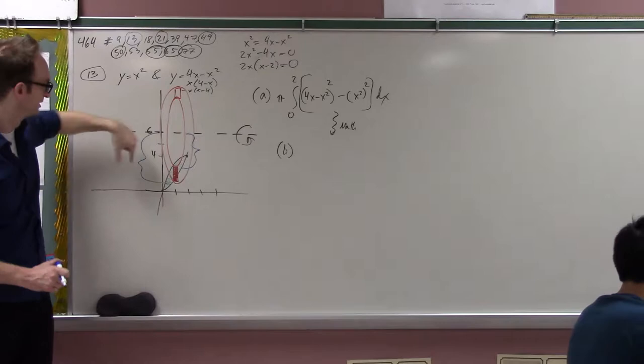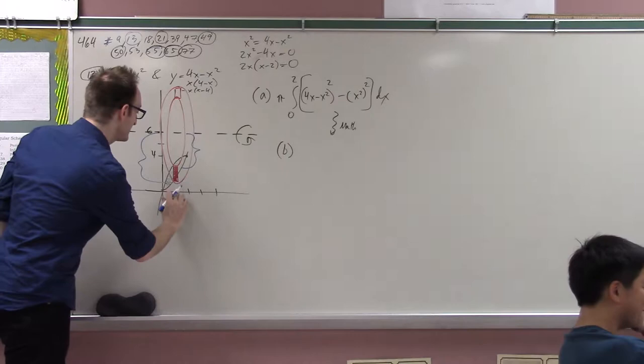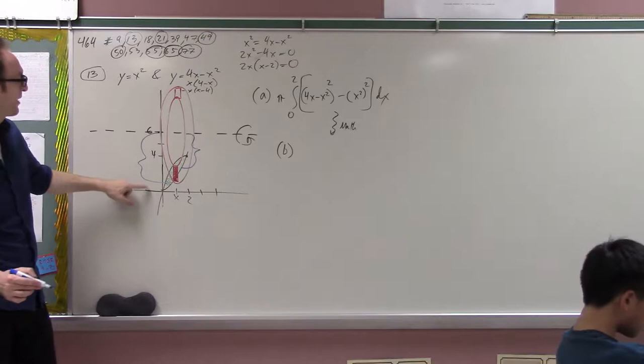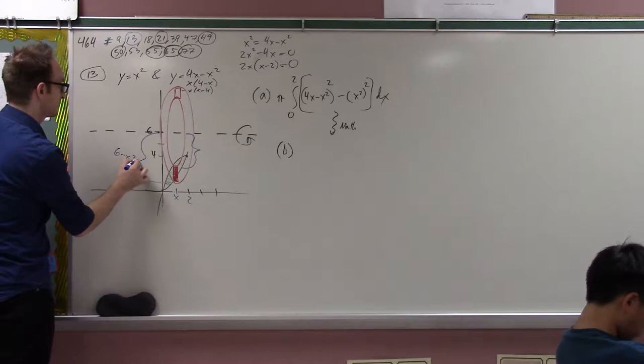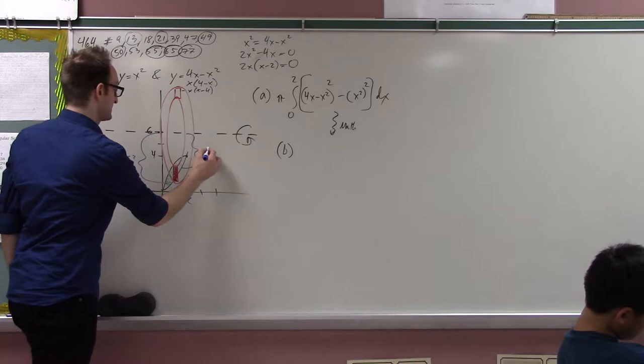For an arbitrarily chosen x value on the interval from 0 to 2, I now have to figure out, well, what is the outer radius? Well, if that curve is y equals x squared, then if that's x, that height is x squared, and that total height is 6. So 6 minus x squared is the outer radius of that washer. And the inner radius is going to be 6 minus (4x minus x squared).